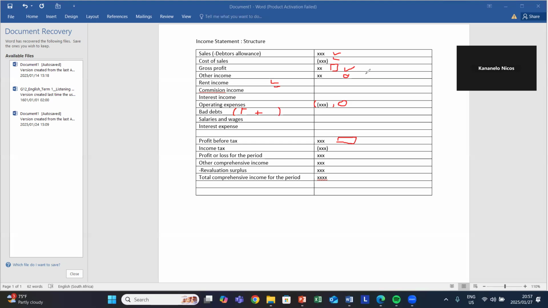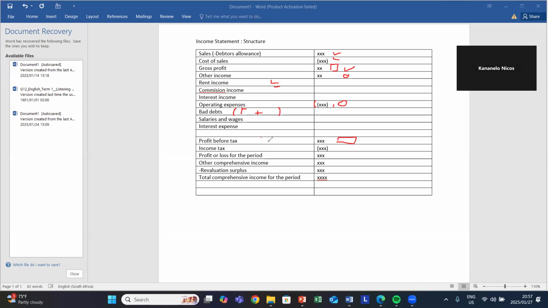And then we introduce what we call income tax. With regards to companies, our companies pay income tax. For you to be able to calculate your income tax, normally it's a rate. They'll give you your rate. In most cases, they always use 27% or 20%. Let me make an example.